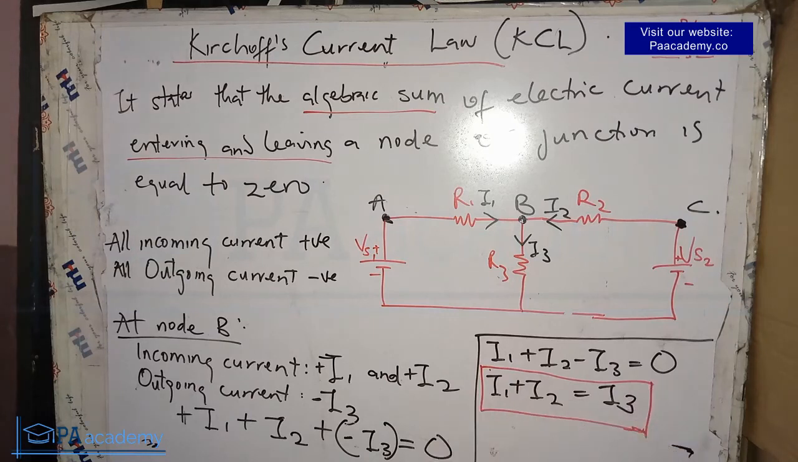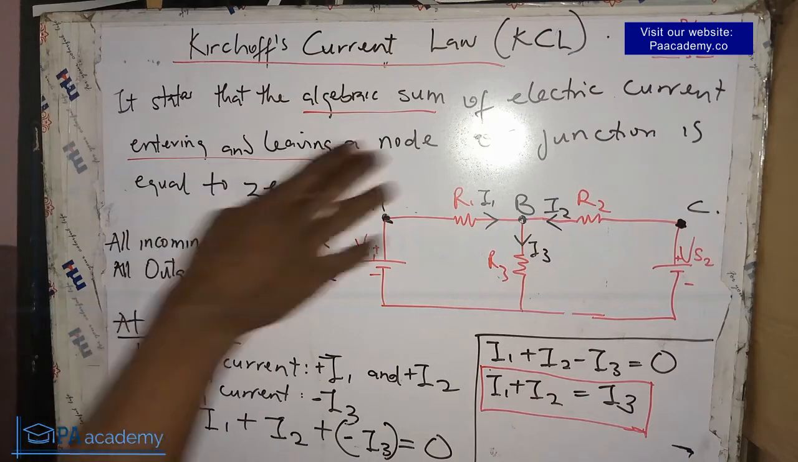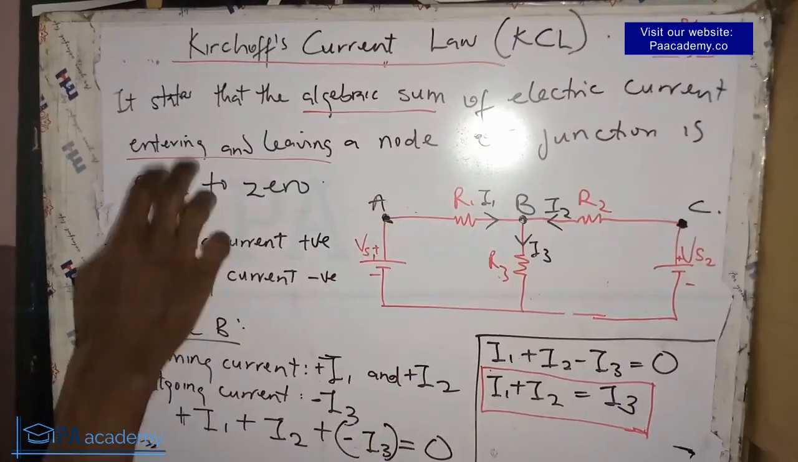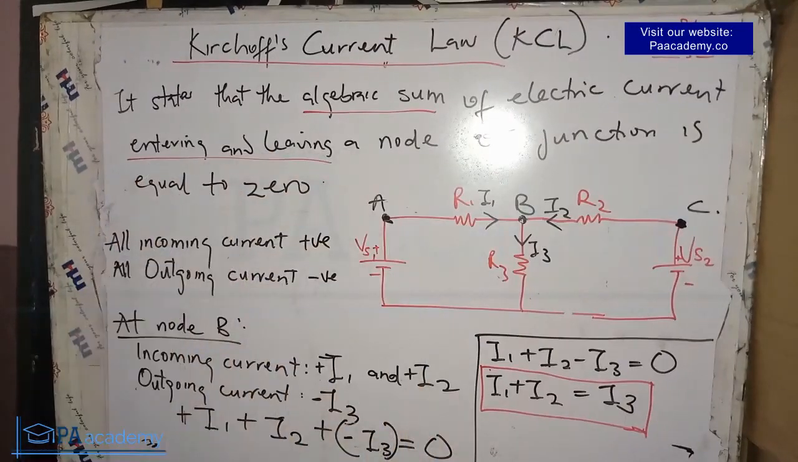It is based on Kirchhoff Current Law. It says that the algebraic sum of electric currents entering or leaving a node or a junction is equal to 0. We can also say that for Kirchhoff Current Law, the total current entering a node is equal to the current leaving that node.